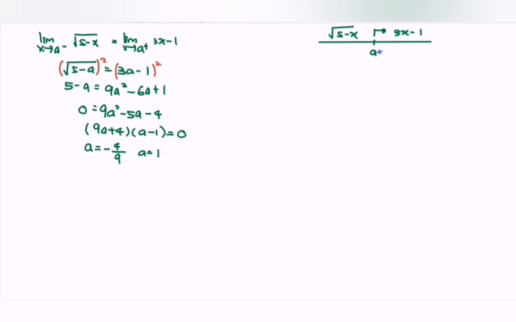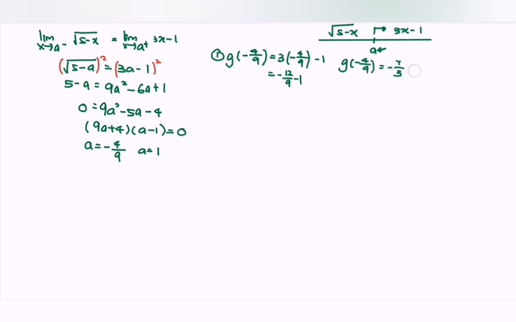Is g(x) continuous at a equals negative 4 over 9? Condition number 1: g of negative 4 over 9. As it refers to the real number line, if a is negative 4 over 9, then we have to substitute. Here we have 3 multiplied by negative 4 over 9 and then minus 1. By referring to the calculator, we have negative 12 over 9 minus 1. So the value of g of negative 4 over 9 is equal to negative 7 over 3. So it is defined.